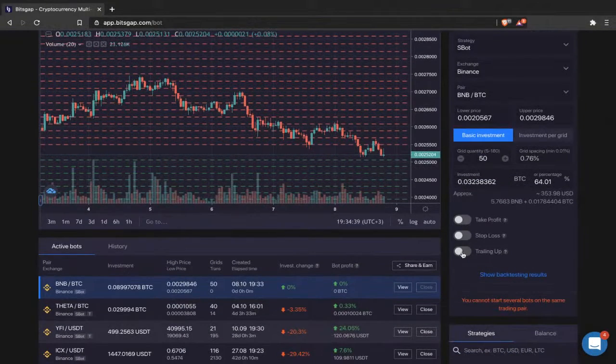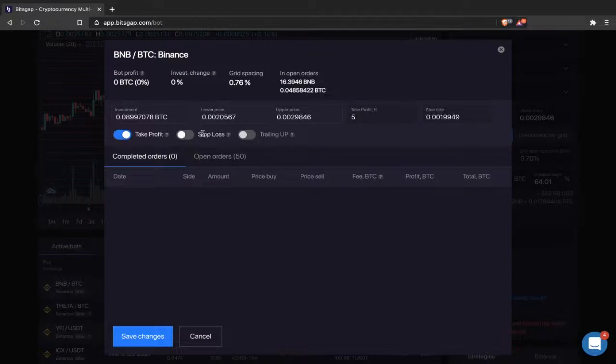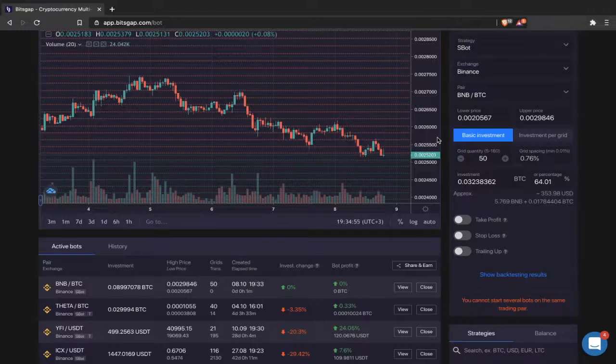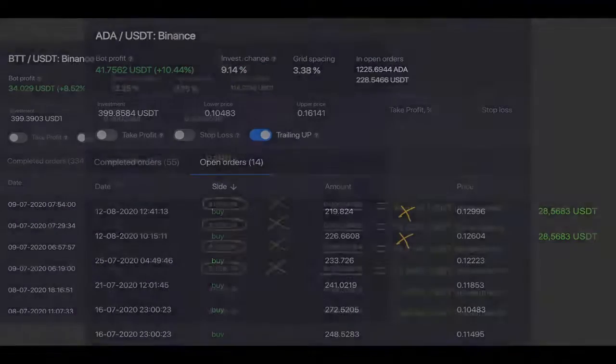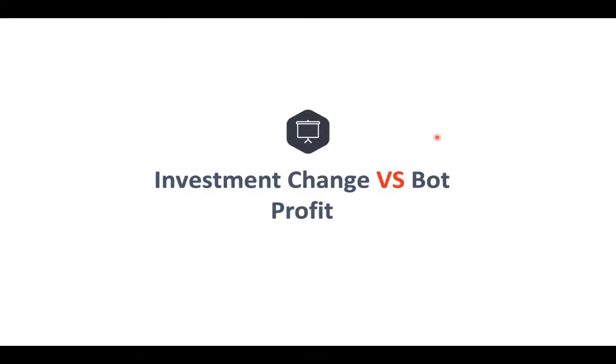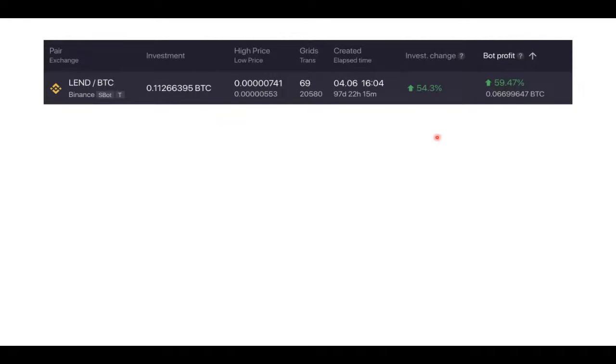Alright, if you forgot to apply some of the instruments over here, then don't worry. If you click on view, then later you can still switch them on. But that's the topic that we will discuss in 10 minutes. Let's stick to the plan and move on with the other presentation. So now about the metrics, investment change versus the bot profit. So these are basically two crucial metrics with which you must be familiar to see your dynamic.